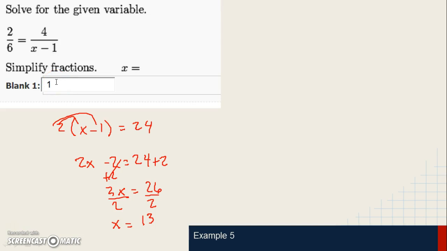Please do not type in 13 over 1. 13 over 1 in its simplest form is 13.